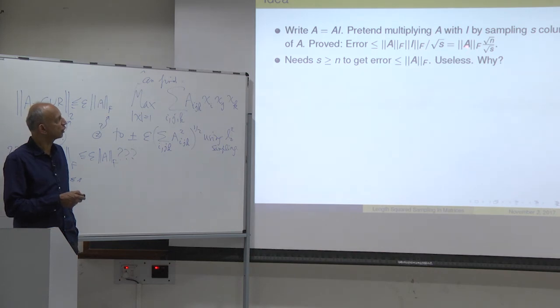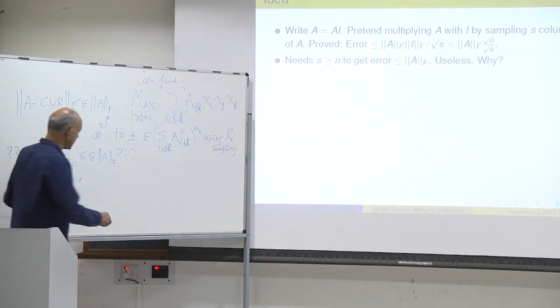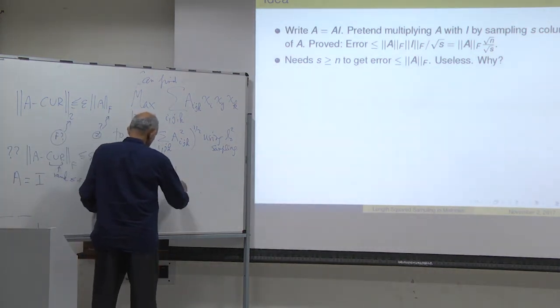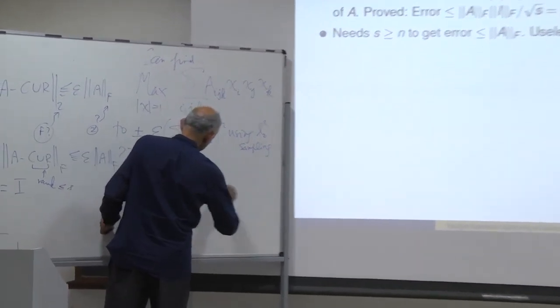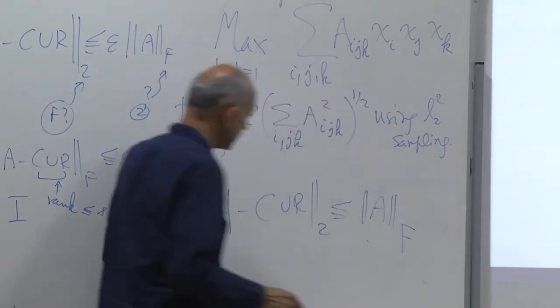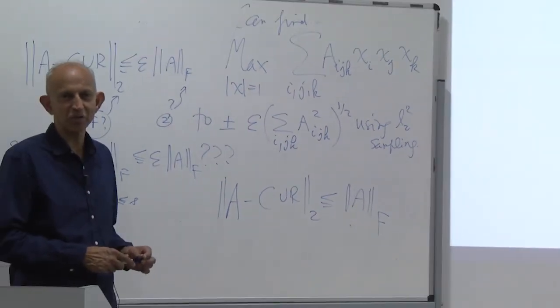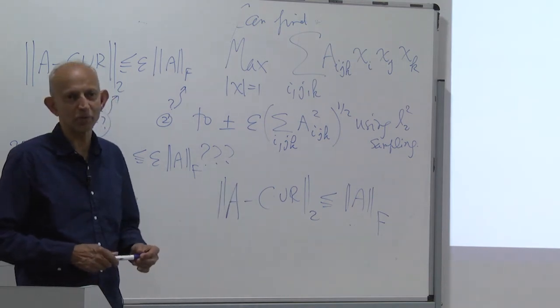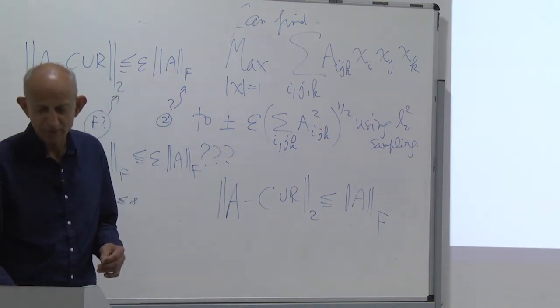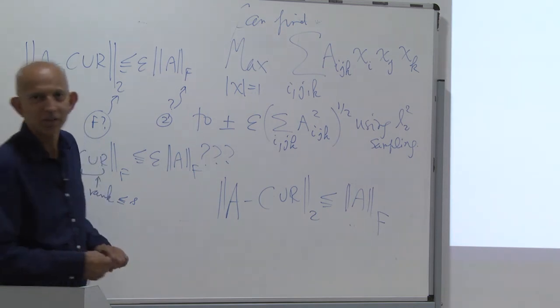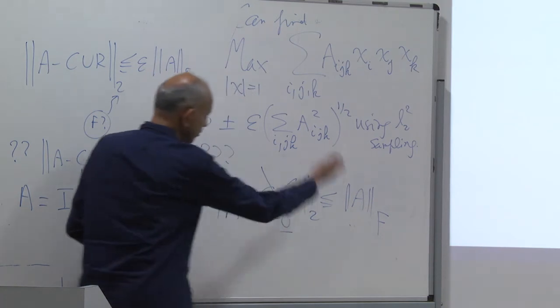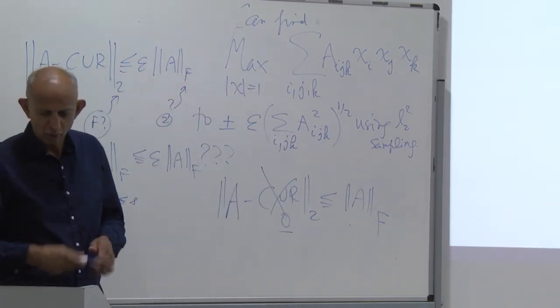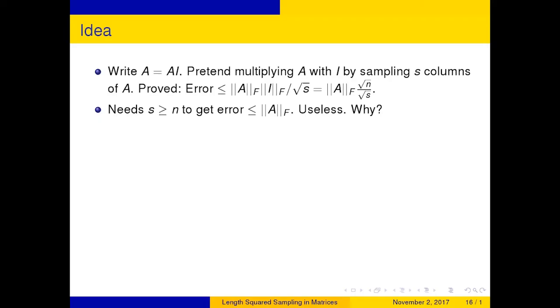So by the way, why is it useless to get error of Frobenius norm of A on that side? Suppose I want to approximate A, but I allow you error of Frobenius norm of A. So what can you do? This is trivial, right? It's not so interesting. But how would I accomplish this? How would I get an approximation like this? I could just take U to be 0, the 0 matrix, then this is true. Okay, so it's no good. So this pretend multiplication didn't help us very much, because I seem to need S at least n. But it will help us, you'll see.